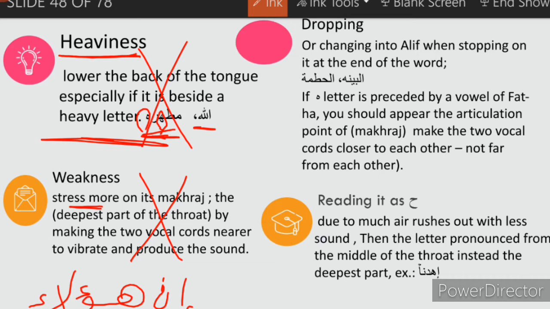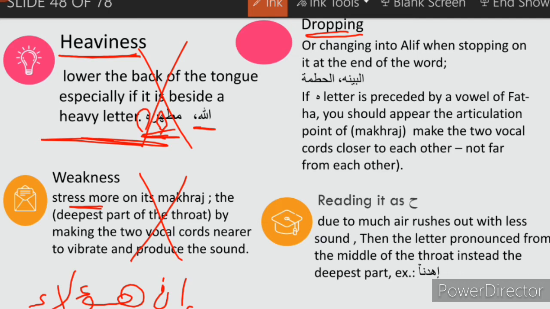Number 3 from the mistakes that may happen to the ha letter is dropping. And dropping really is when the ha comes at the end of the word, or when I stop at the end of the word that contains ha. From the common mistakes, I open the 2 vocal cords the same way as the previous one, without making a sound, without making a vibration of a ha, so the sound disappears. Like al-bayyina. You see, when I stop, the ha sound disappeared. And this is from the mistakes. Or al-hutama. Where's the ha? There is no ha sound here, so we should do it as al-bayyina.